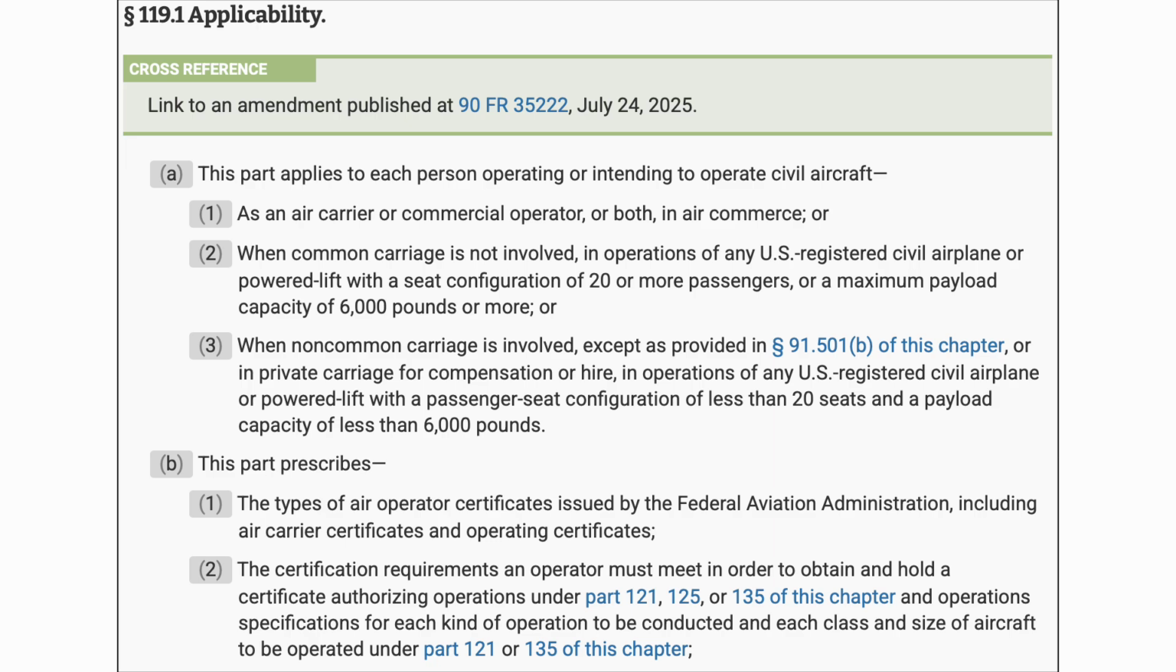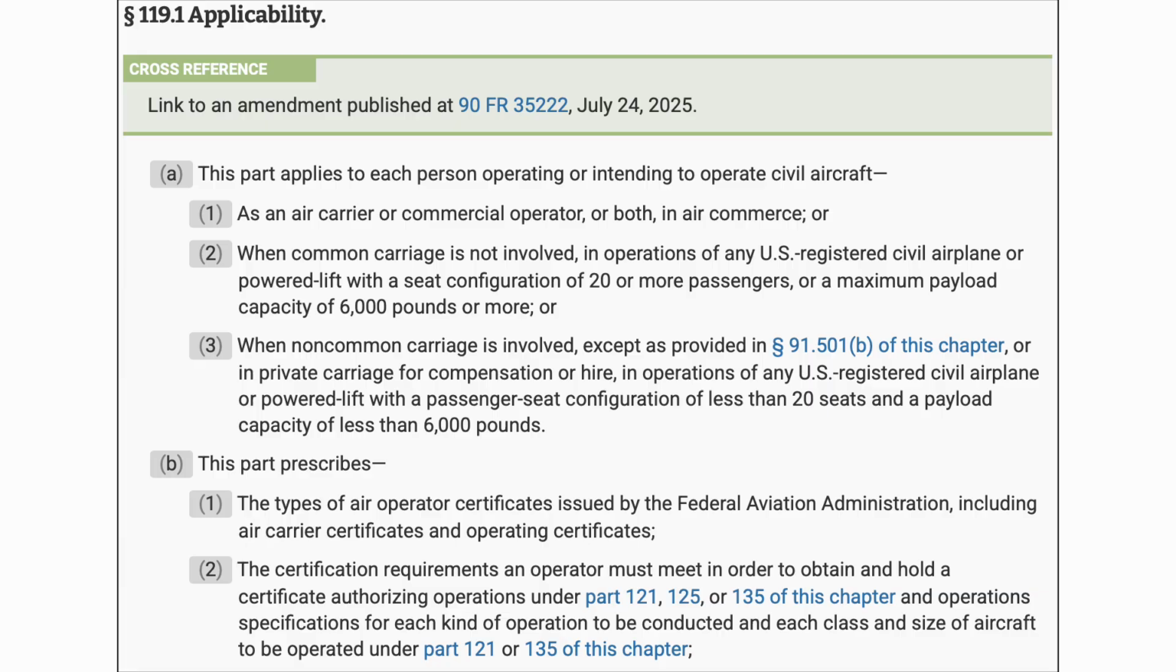The requirements of Part 119 apply to both air carriers and other commercial operators. Part 119 provides the process for obtaining and maintaining an operating certificate. This distinction is fundamental to understanding when a commercial pilot is operating within their certificate privileges versus when they are conducting unauthorized commercial operator activities.